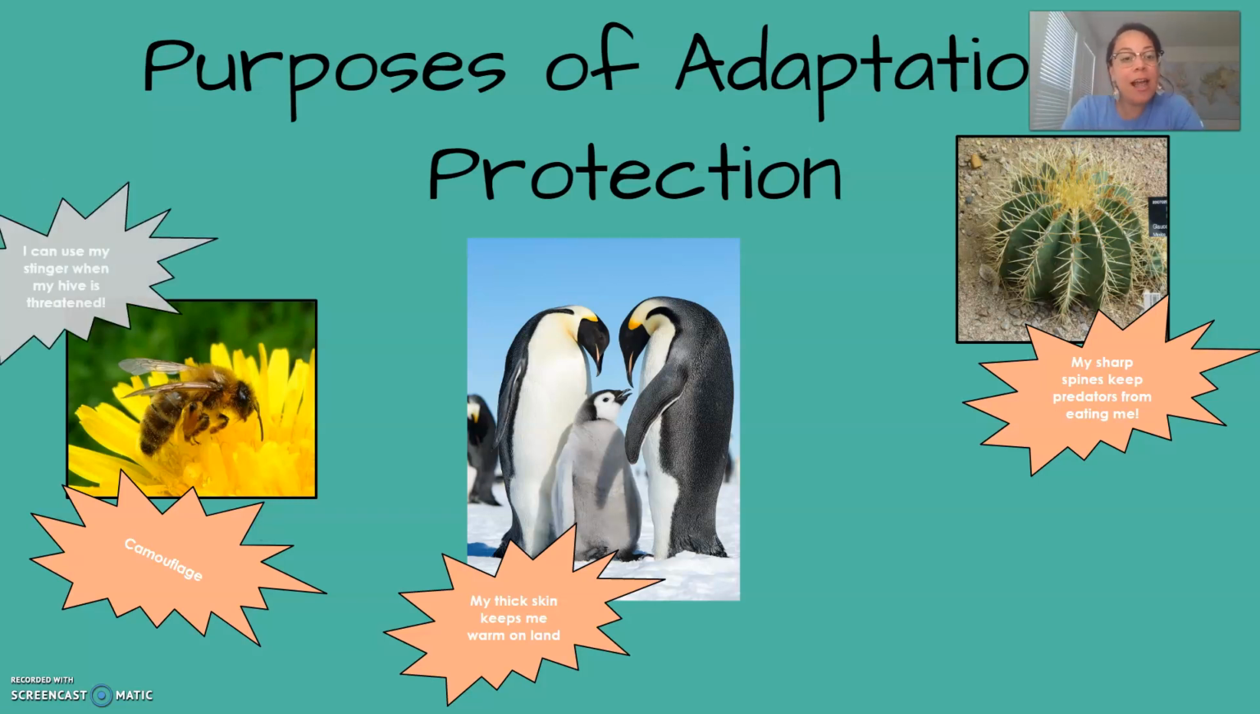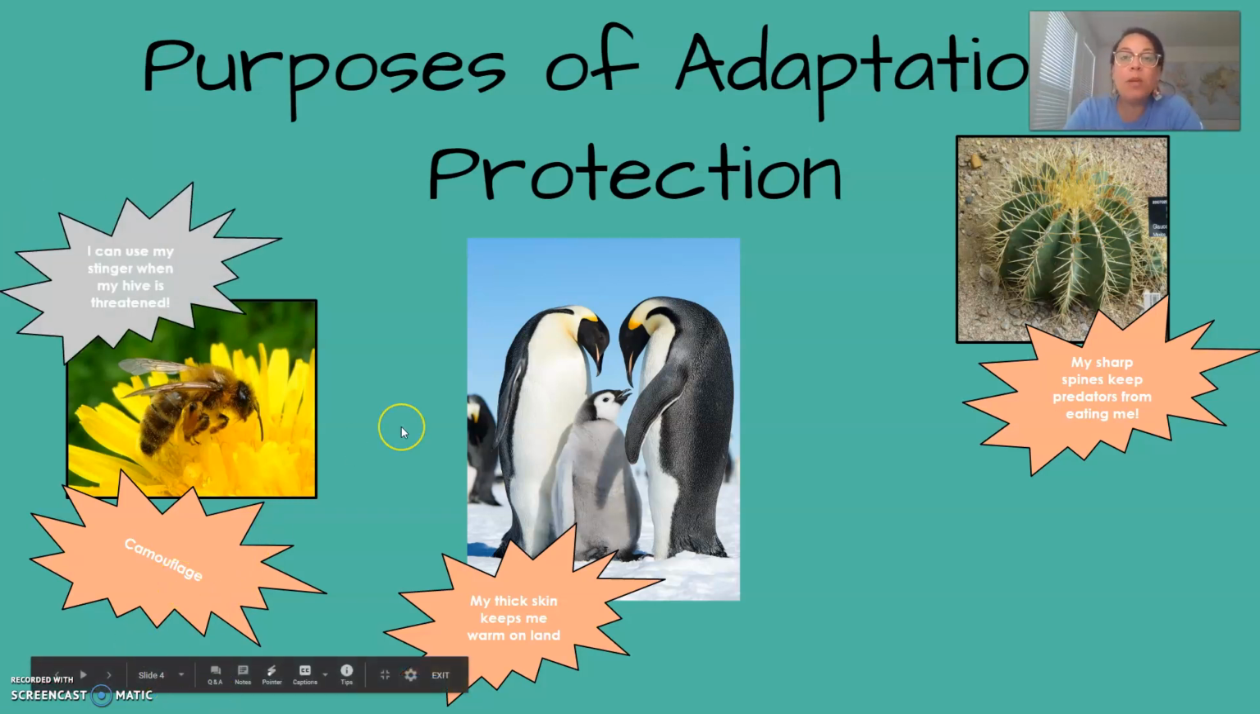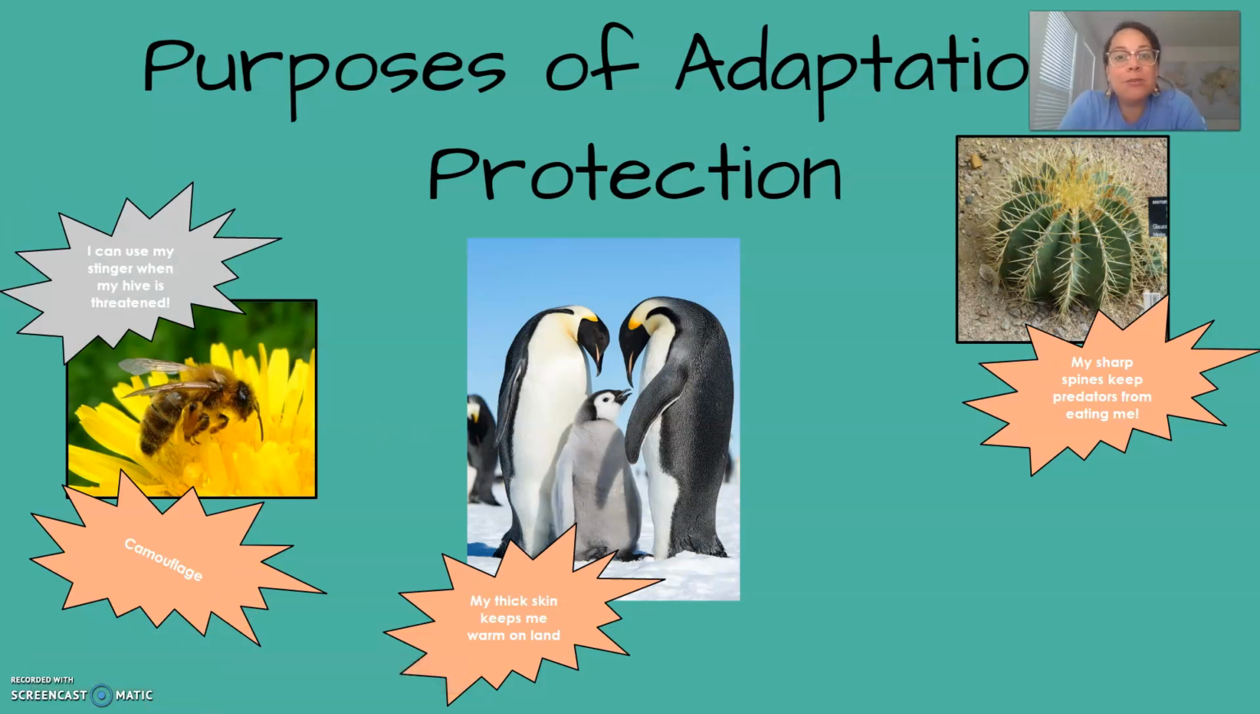A behavioral adaptation of a bee is that we've heard that a bee can use its stinger when the hive is threatened, when it feels threatened. But a bee, when it loses its stinger, releases this pheromone to warn other bees that there's danger nearby. So a bee is literally sacrificing its life for its hive.